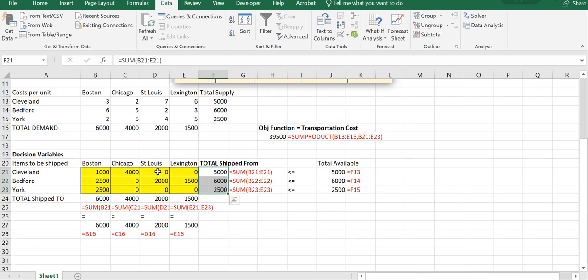For example, for St. Louis, all of the 2,000 of its demand is coming from Bedford. And for example, New York is only sending to Boston. It had a capacity of 2,500. Everything is shipped to Boston. And then the minimum transportation cost for us in order to satisfy the demand is 39,500.